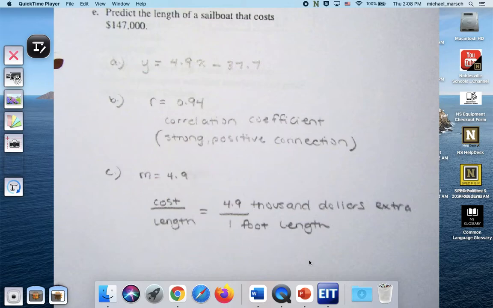Boats are expensive. That's why, you know what the best kind of boat is? A friend's boat. Oh, yeah. You don't want your own boat. It's a lot of work. It's very expensive.